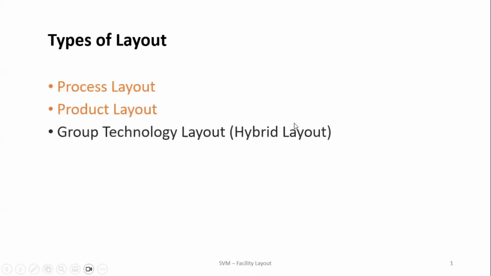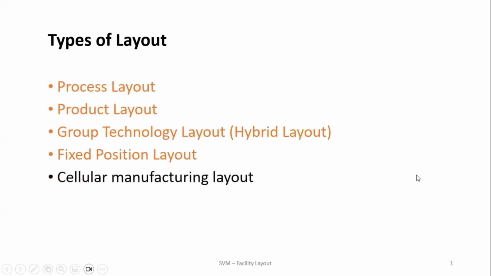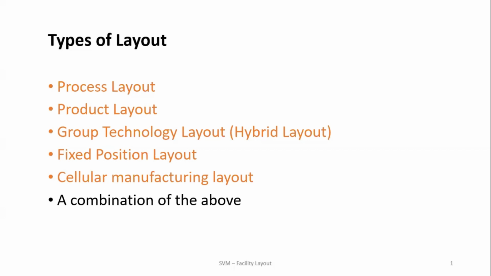Hello everyone. In this video, we will understand different types of layouts with some examples, and also the factors that influence a layout. First, types of layout. We have process layout, product layout, group technology layout, also called hybrid layout, fixed position layout, cellular manufacturing layout, or a combination of any of the above.